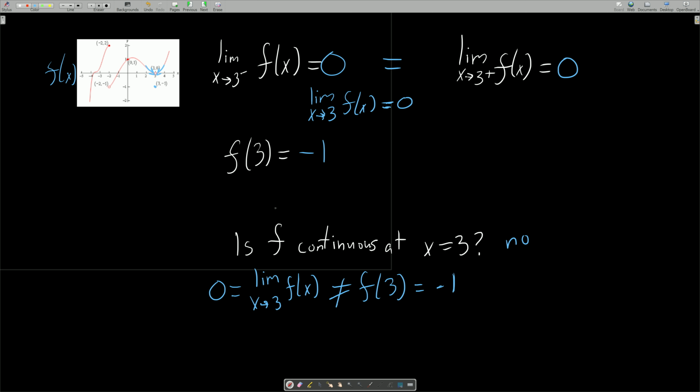When you have a situation like this, the point is removed from the function. You have a removable discontinuity.